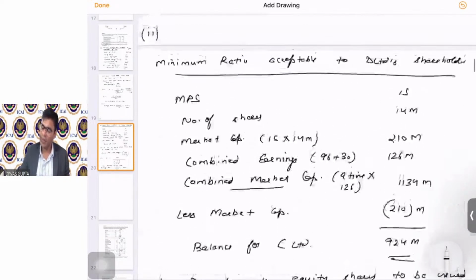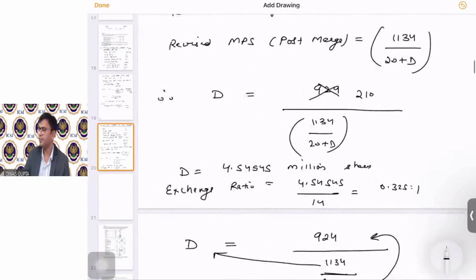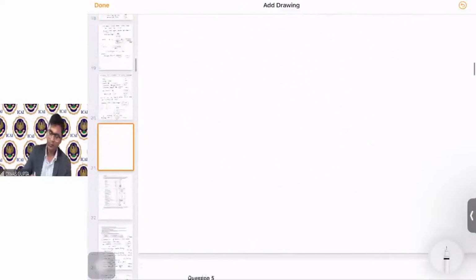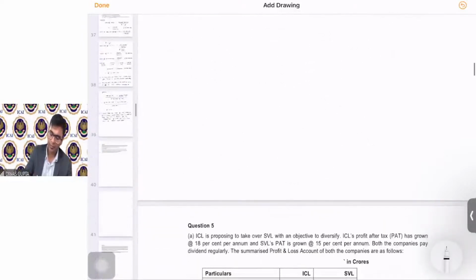Why? Because ultimately, the minimum amount that should be acceptable to the Delimited shareholders will be the market cap that they are having today, right? For minimum, they should at least get this much amount, which is what they are currently. Okay, got it? Thanks. Now let's come to the next question, which is question number 10.